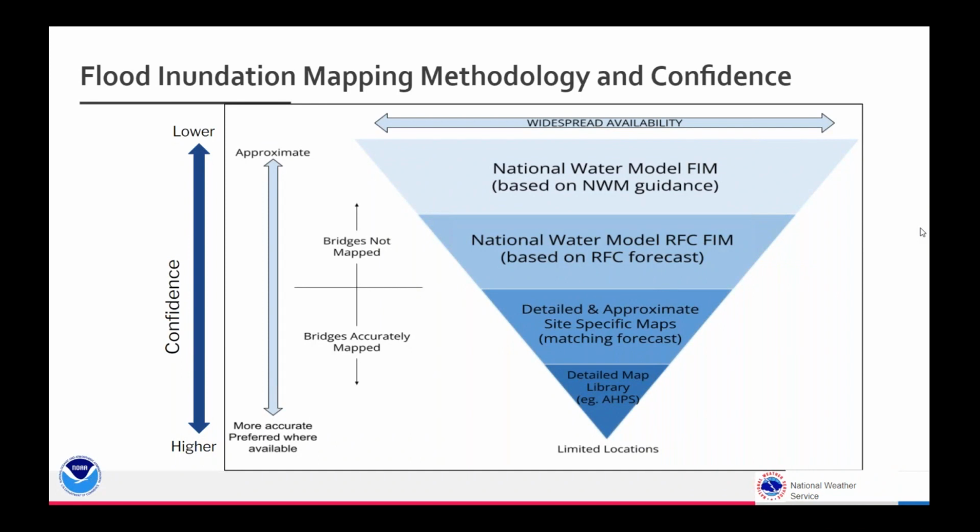as much as, say, detailed FIM, which on the bottom of that is our FIM library that we have on AHPS that has had a lot of time and effort and work done to quality control those maps. Those are the most accurate maps and preferred where available, but they are only available in limited locations. So you have to have a little bit of give and take for each of these maps and just understand what they are and their availability when we're using these to provide IDSS.